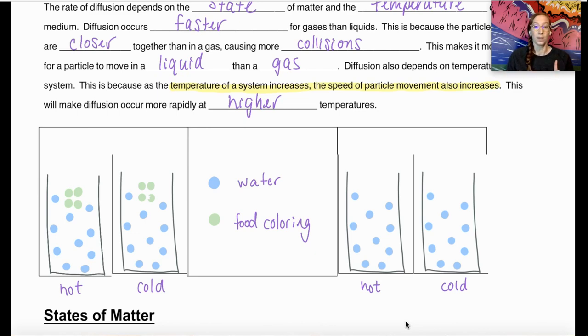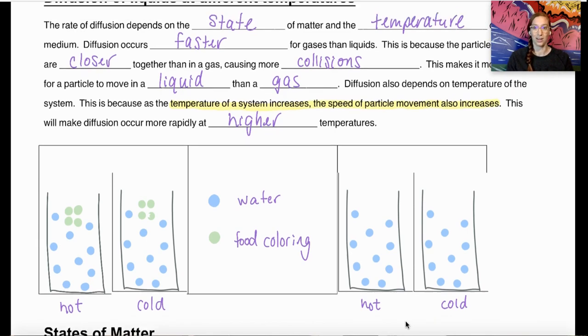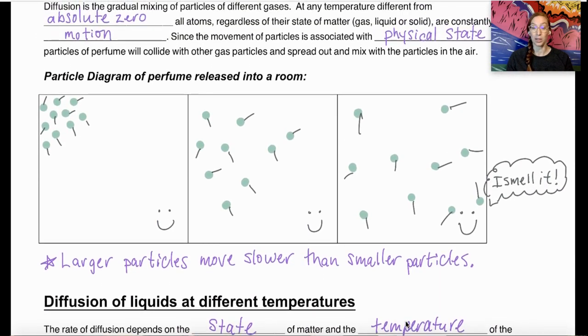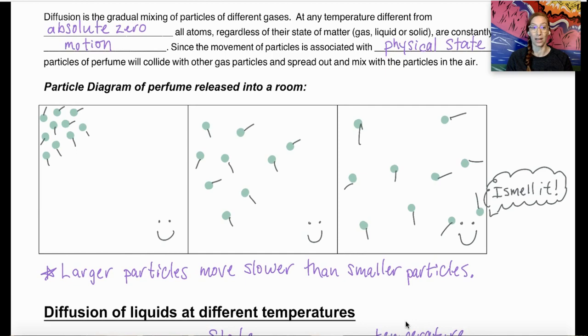Now, if you watch my video to show your diffusion of gases, you'll notice that I forgot to put these motion of particle lines on my particle diagram. So I've gone back in and drawn those lines on my particle diagrams to show that my gaseous smell particles were moving throughout the beginning, the middle, and the end. So take a second if you haven't done that and go ahead and put that on your particles.